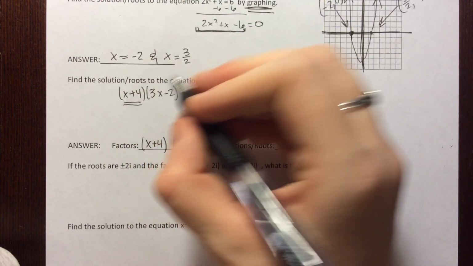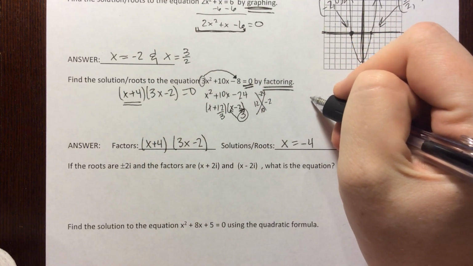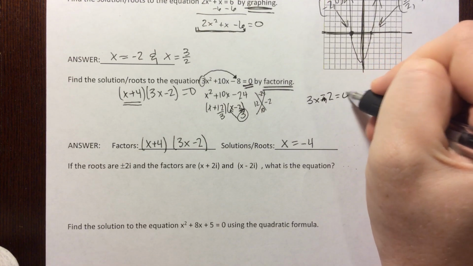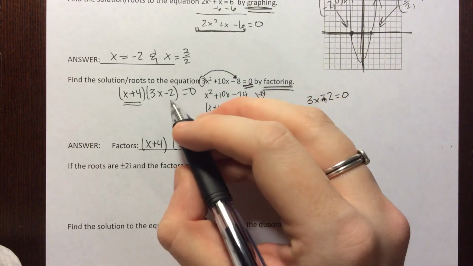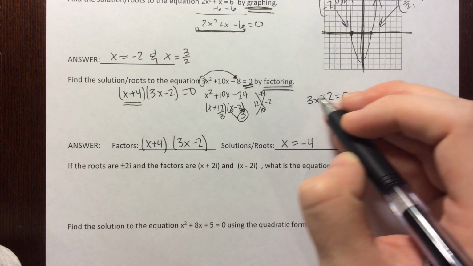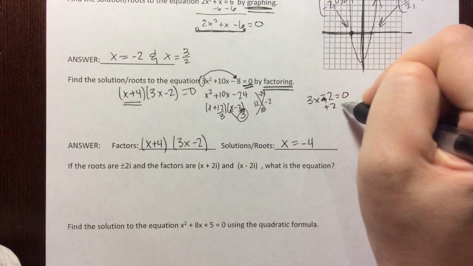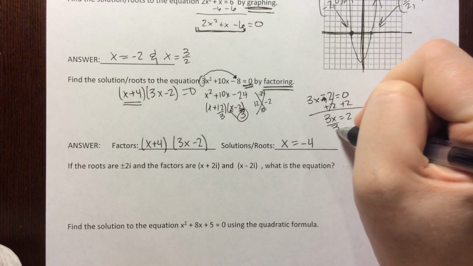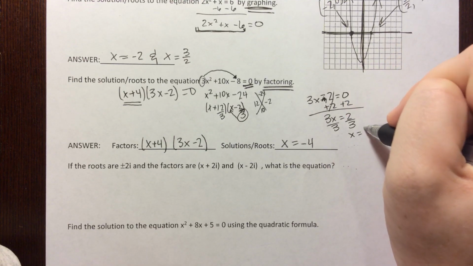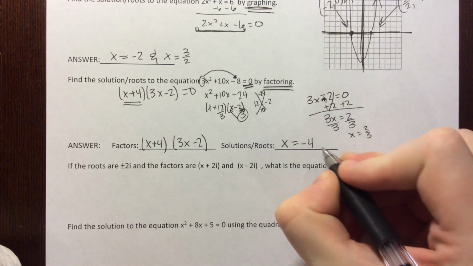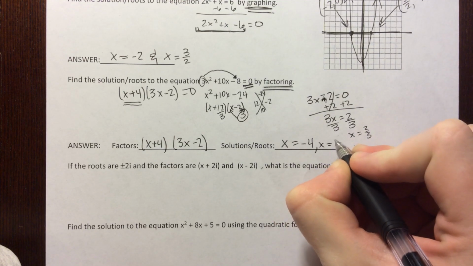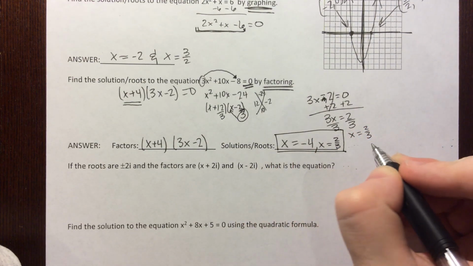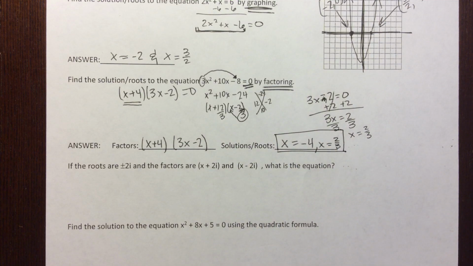On this one, it's a little more tricky to see, so if you can't tell just by looking at it, 3x minus 2 is equal to 0. You're saying, hey, I want this factor to be equal to 0. Now I'm going to solve for x. So I'm going to add 2 to both sides. We get 3x equals 2. Divide by 3, so you get x equals 2/3. That's your other solution. x can equal -4 and x can equal 2/3. Both of those numbers will make that quadratic equation work.